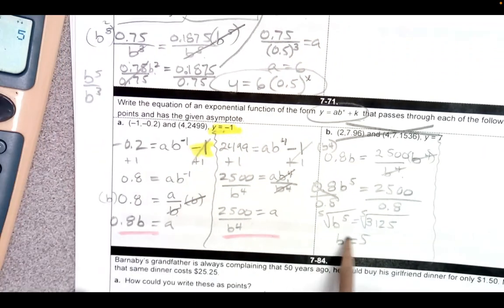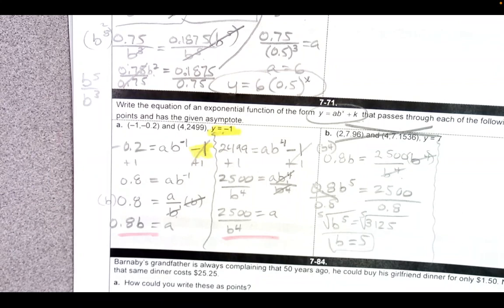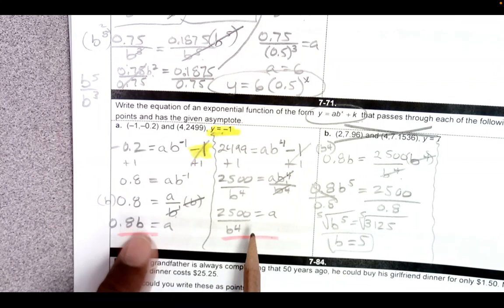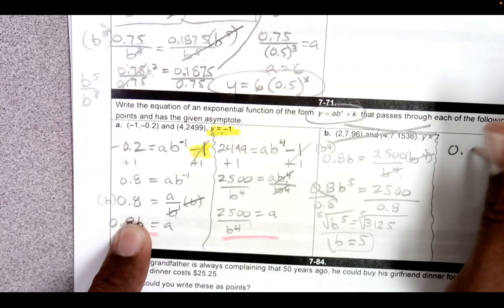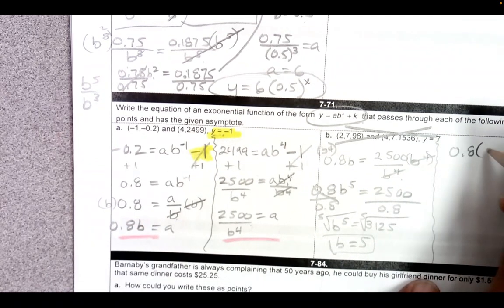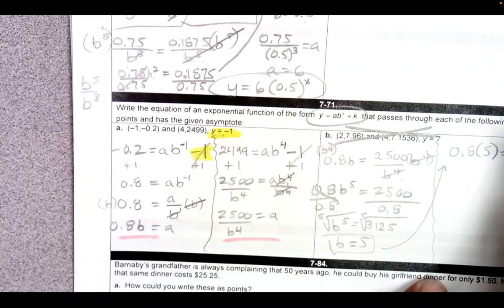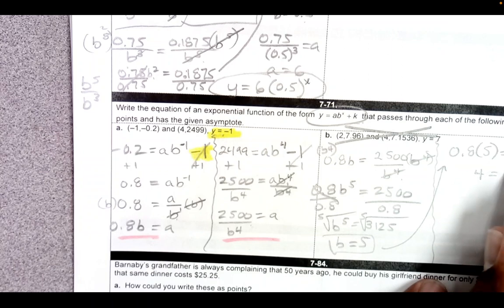Once I have b, what's the last step here? Which one should I plug it into? What would be easier? Yeah, this one. Just plug it into the easier equation. I could plug it in the other one, but obviously that would be more work. So now I'm going to plug that in. 0.8 times 5 equals A. So 0.8 of 5 is 4.